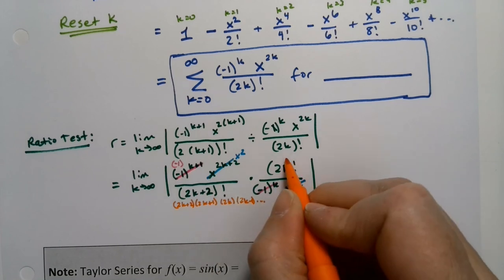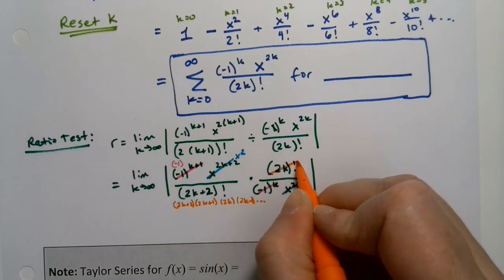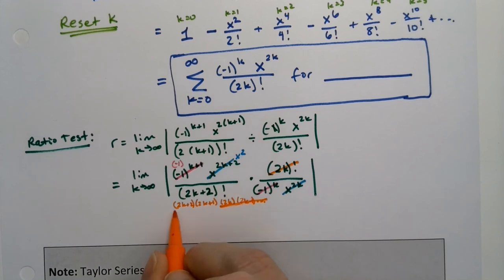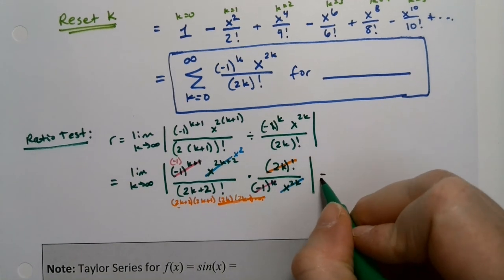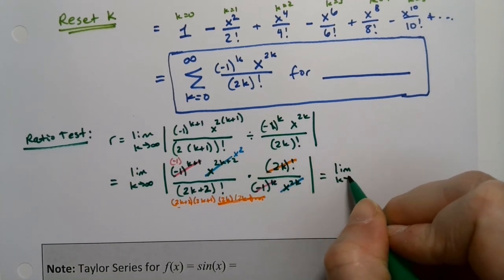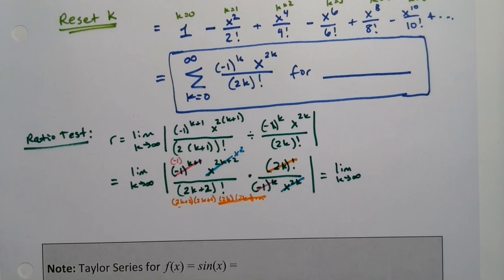And this one, of course, is 2k, 2k minus 1, etc. So this cancels with those and leaves you 2k plus 2 and 2k plus 1 left over down there. All right, so putting it all together, we have the limit as k goes to infinity. We have a negative 1 technically on the top, but nobody cares because it's inside an absolute value anyway.